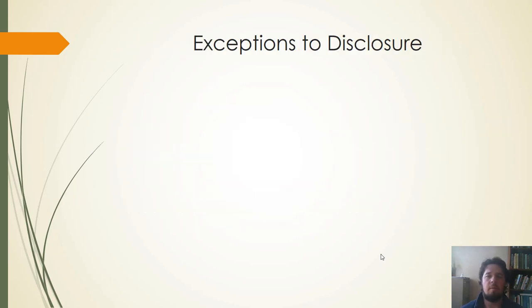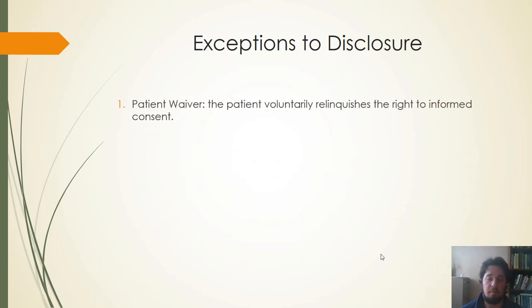Now, there are a couple exceptions to disclosure when you may not need to disclose all information to the patient. The first is a patient waiver. The patient may voluntarily relinquish the right to be informed. This could happen, for example, if you've ever done 23andMe, get a genetic test done, you may relinquish your right for them to inform you of your health results for whatever reason. You may not want to know for whatever reason.